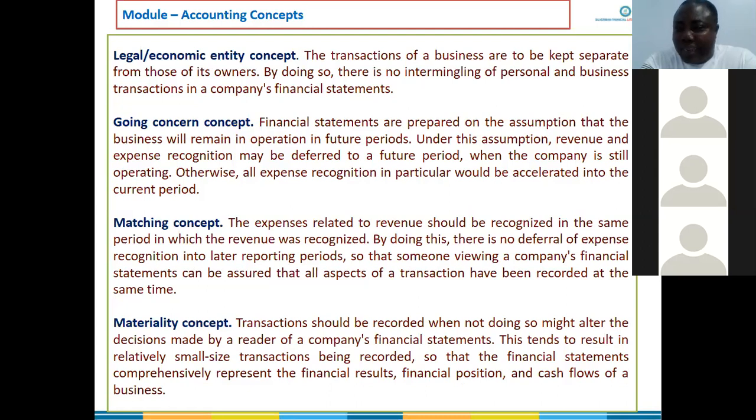So it means that the company and the owner of the business are two separate human beings. The financial transactions of the business must be kept separate from the owner's. It must not be the same. And therefore, you should not treat your personal expenses as business expenses. You should not treat your business expenses as personal expenses. The same thing, if you have an income for the business, the income is for the business, it's not for your personal use. And if you have a personal income, it is also for your personal use, it's not for the business. The two must be kept separate.